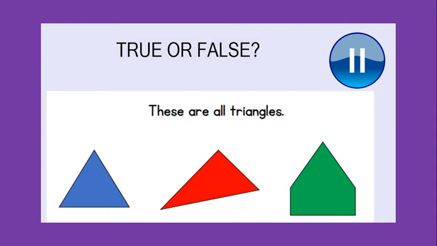Have a look at these pictures. There's a blue shape, a red shape and a green shape, and the statement says that these shapes are all triangles. Is that true or false? Pause the video, have a think, and we'll check on the next slide.